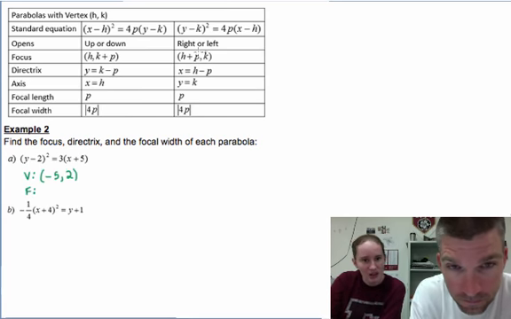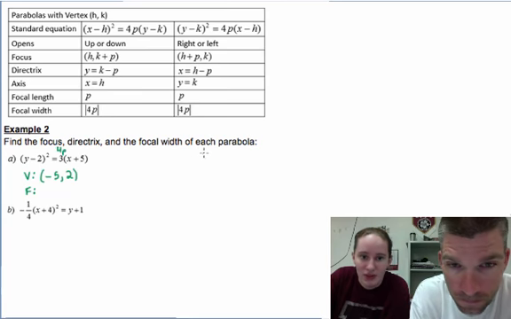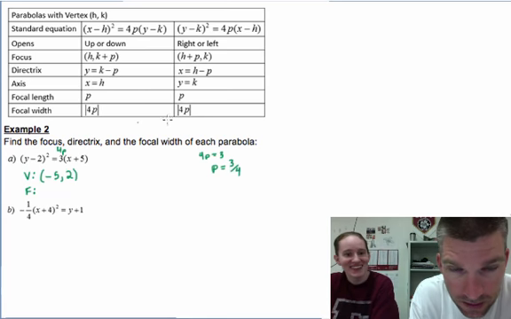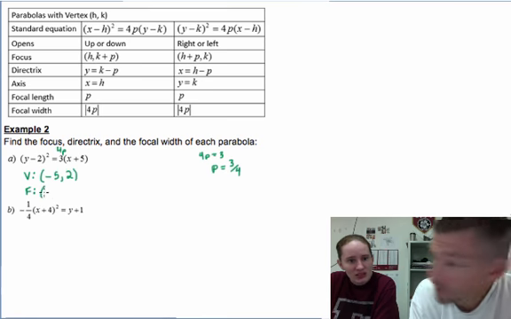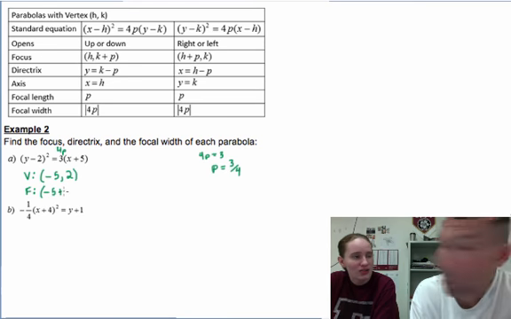All right, so our focus then takes h plus p comma k. We've got to find p. What's p? Well, 4p is equal to 3, this part right here in front of our parentheses. So if 4p equals 3, p equals 3 fourths. That means that we need to do h plus p. Now this is opening left or right, so we need to go left or right.